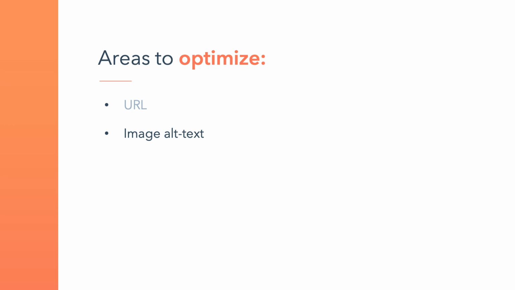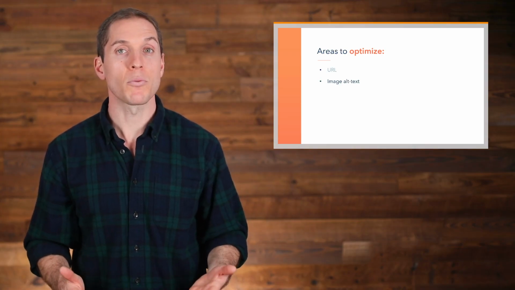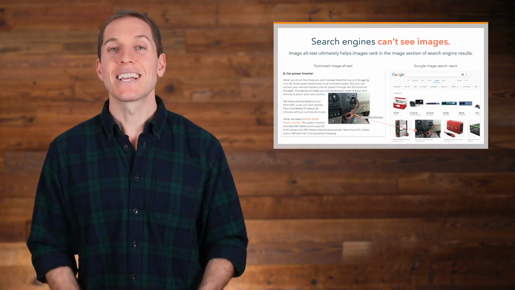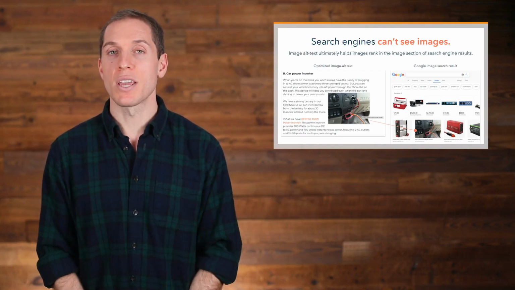Moving on to image alt text. Search engines don't just look for images, rather they look for images with alt text. Because search engines can't see images the same way humans can, an image's alt text tells them what an image is about, which ultimately helps those images rank in the image section of search engine results. Consider optimizing your images with different descriptive variations of your long tail keyword.